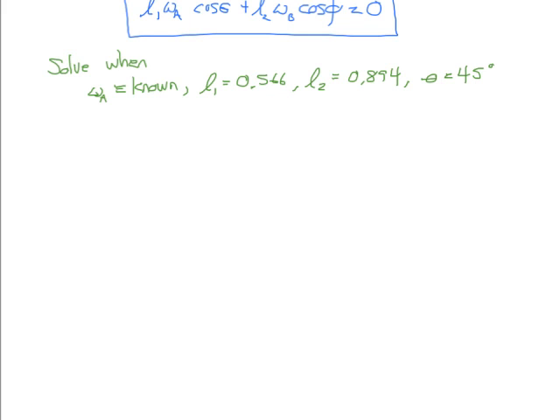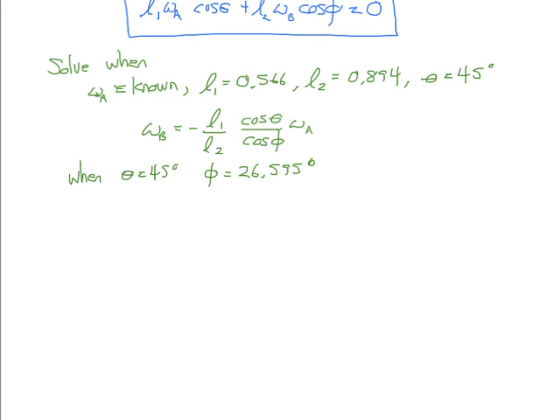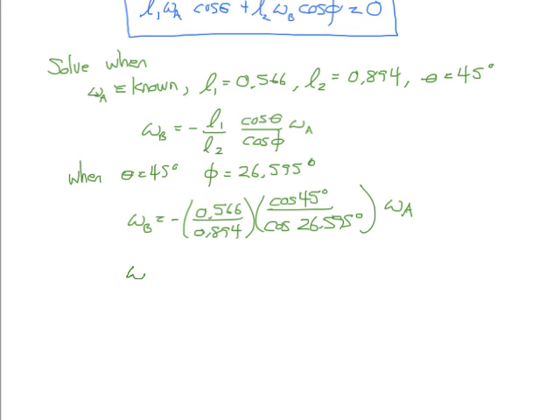So first we can take one of our scalar equations and solve for omega b as a function of omega a. It's negative L1 over L2 multiplied times the cosine of theta divided by the cosine of phi multiplied times omega a. When we calculate that when theta is equal to 45 degrees, phi is equal to 26.595 degrees. We substitute this and the lengths into the equation, and then find that omega b is equal to negative 0.501 omega a radians per second.